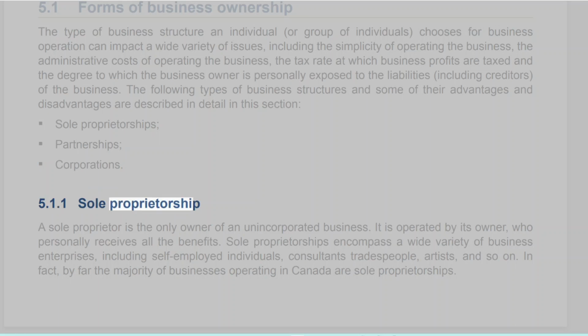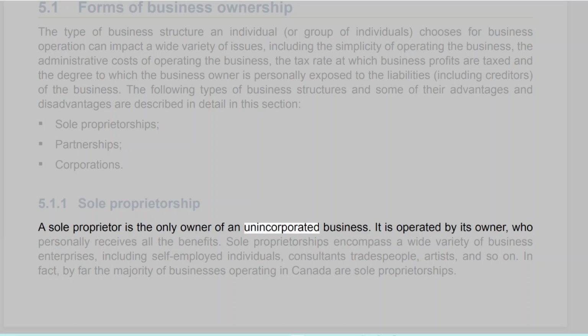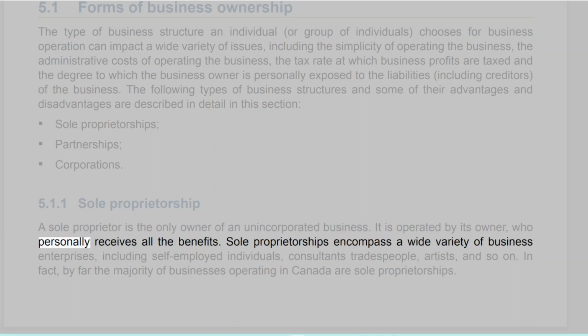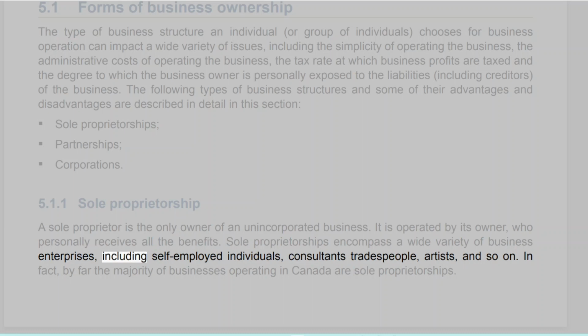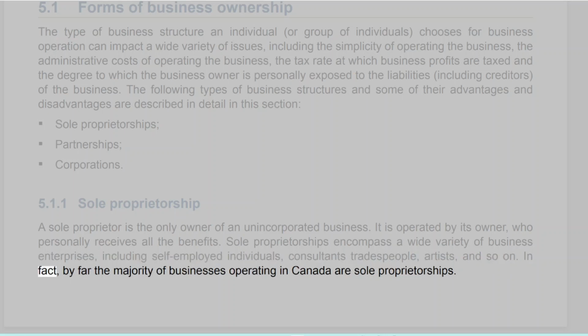5.1.1 Sole Proprietorship. A sole proprietor is the only owner of an unincorporated business. It is operated by its owner, who personally receives all the benefits. Sole proprietorships encompass a wide variety of business enterprises, including self-employed individuals, consultants, tradespeople, artists, and so on. In fact, by far the majority of businesses operating in Canada are sole proprietorships.